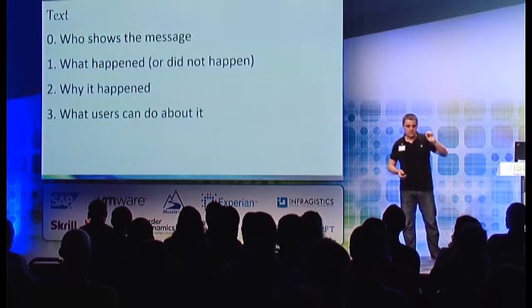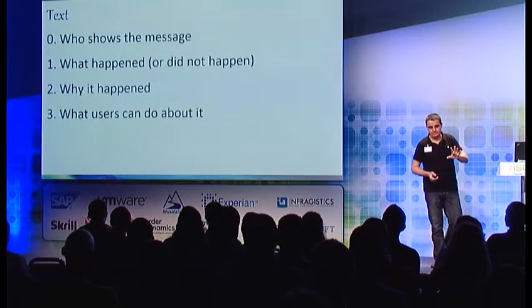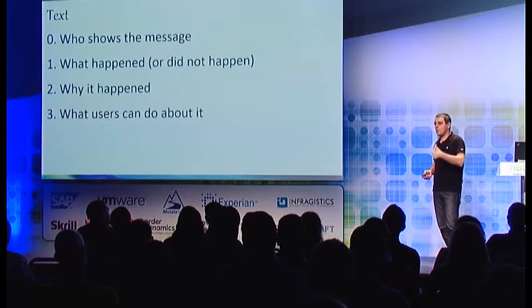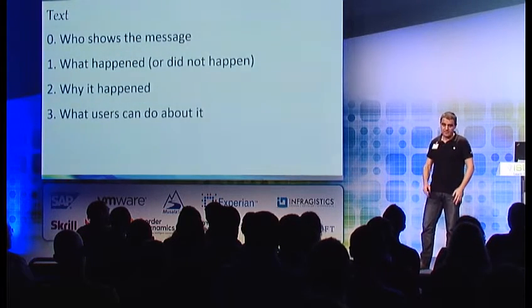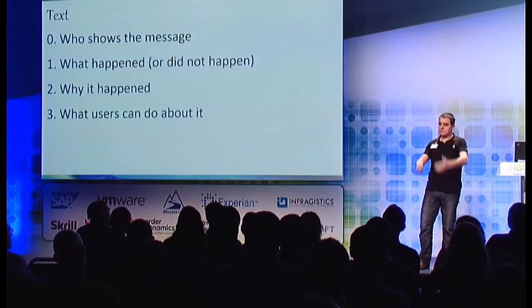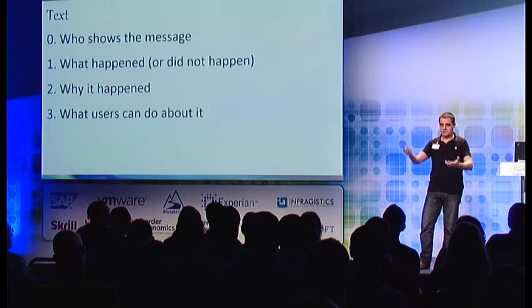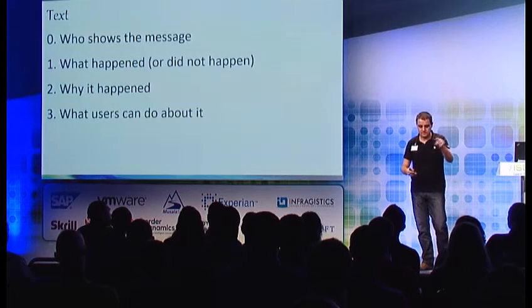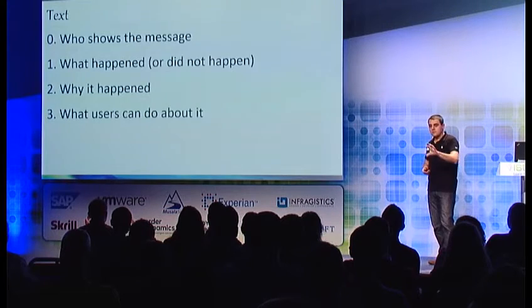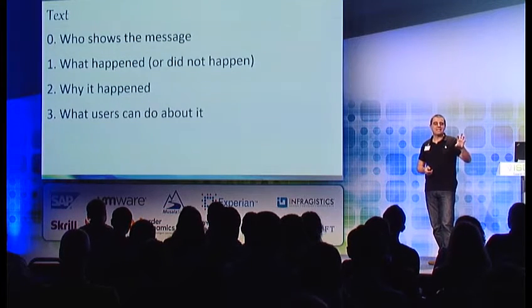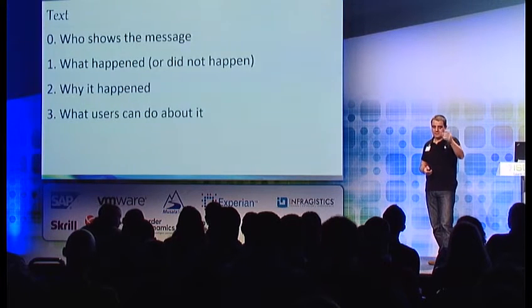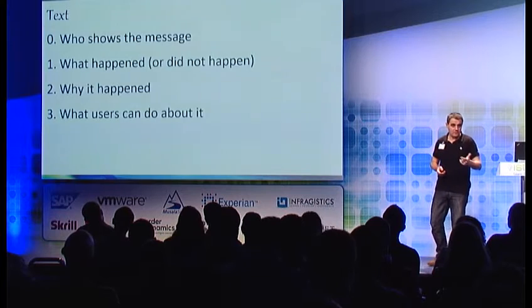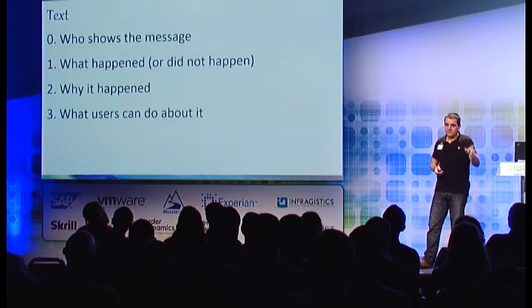The text of the message says four things. First, as a user, you have to know who gives you this message. Think of an operating system. There are at least 200 services running there, 20 programs, and the message comes out. How do you know which of those is giving the message? So there should be something that says, this is the program. The message should also tell you what happened, or what will happen, or what did not happen. So you know why it's coming out. Then it should tell you why.